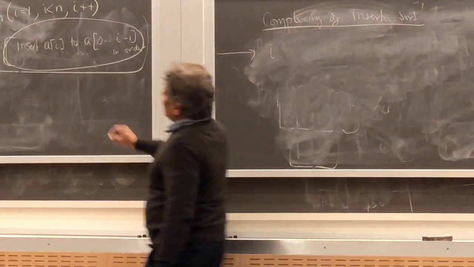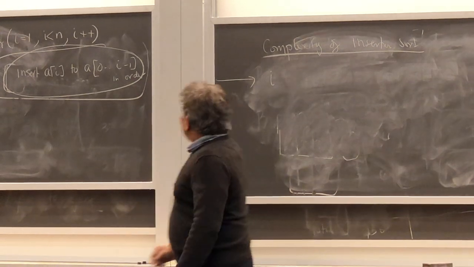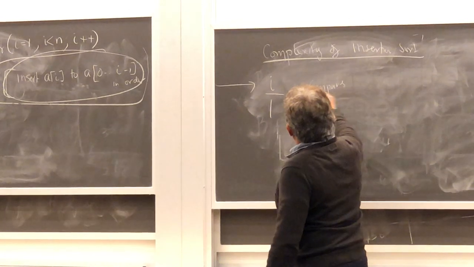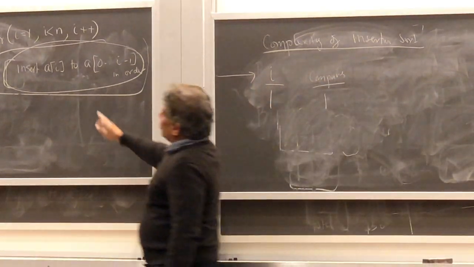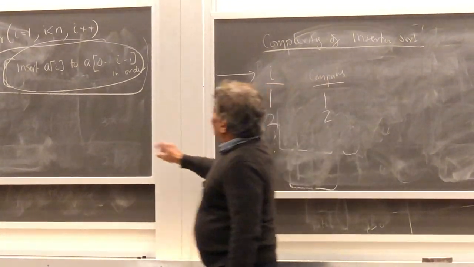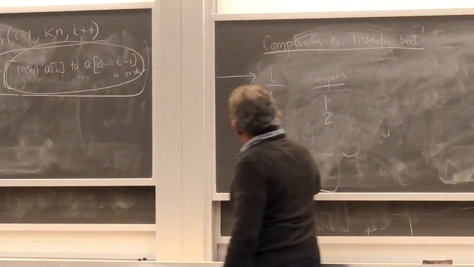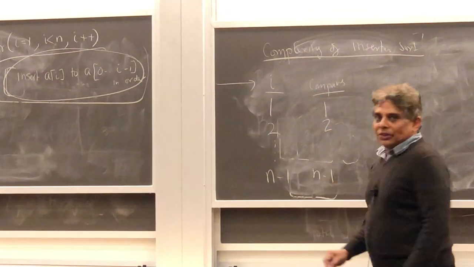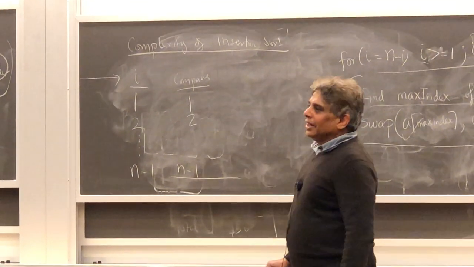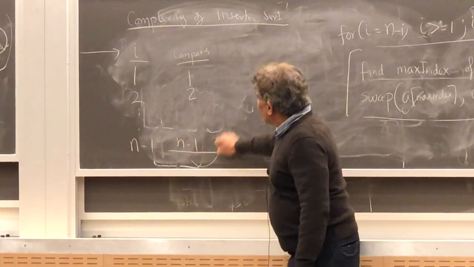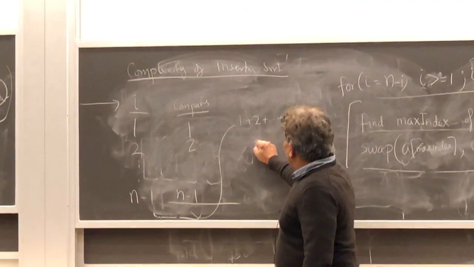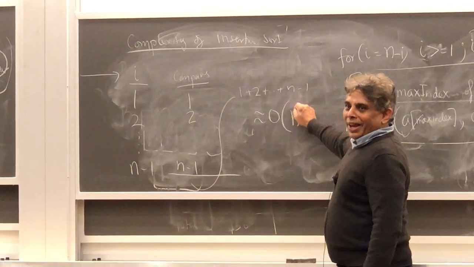Now if I think about the loop, when i equals 1, I will do one comparison. When i equals 2, I'm going to be doing two comparisons, and then like that, the final i I am going to work on is n minus 1. At that point, I will do n minus 1 comparisons. So what's the total? The total is going to be 1 plus 2 plus up to n minus 1. What is the big O? n squared.